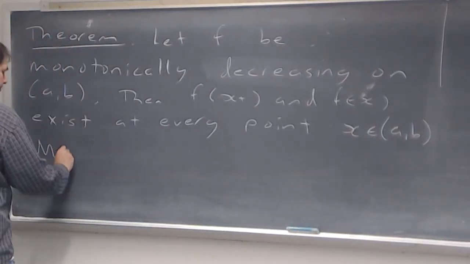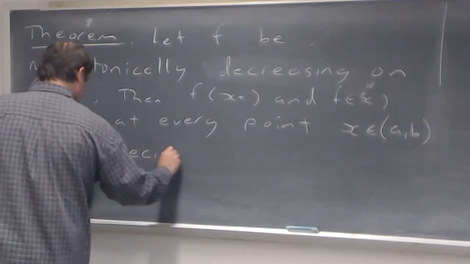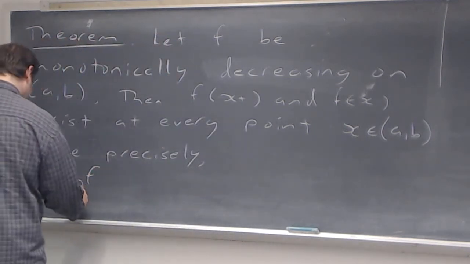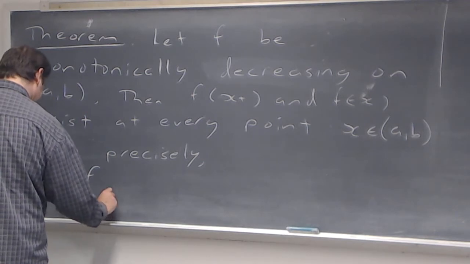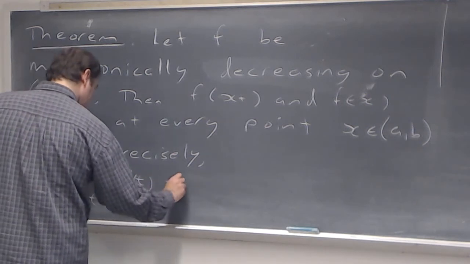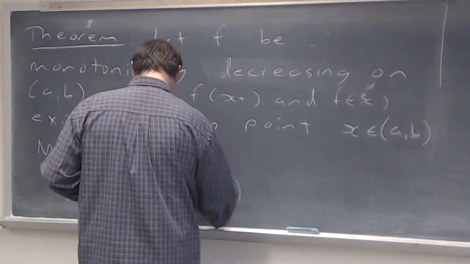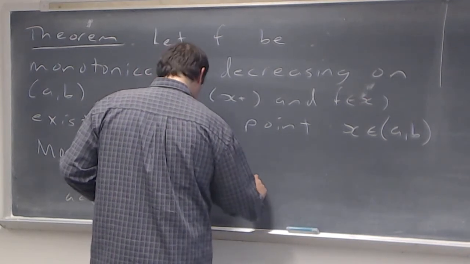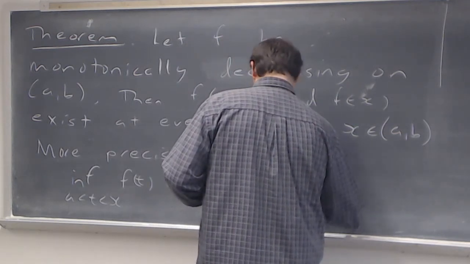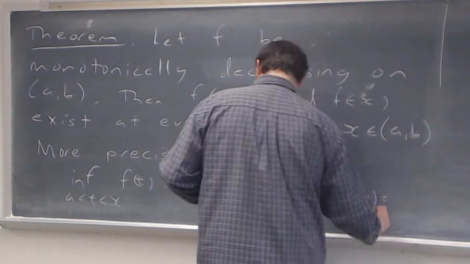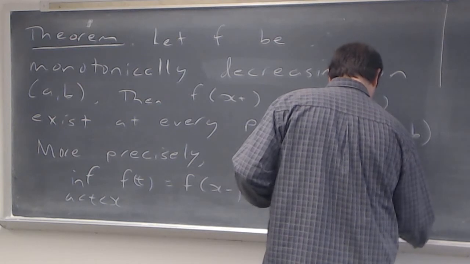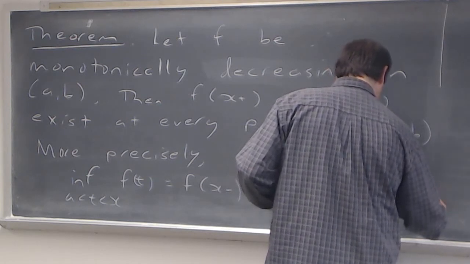More precisely, the infimum over all t values that are sandwiched in between a and x of f of t is equal to the left-hand limit of f at x, which is going to be greater than or equal to f of x, which is greater than or equal to the right-hand limit, which is equal to the sup over all t values in between x and b of f of t.